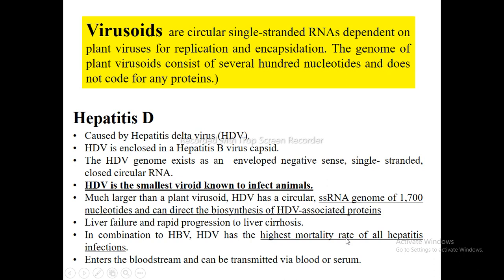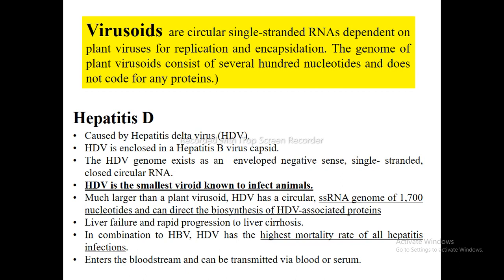Now, another term that I want to introduce you to is virusoids. Virusoids are circular single-stranded RNA molecules which depend on plant viruses for their replication and encapsulation. The genome of plant virusoids consists of several hundreds of nucleotides, and it doesn't code any protein.